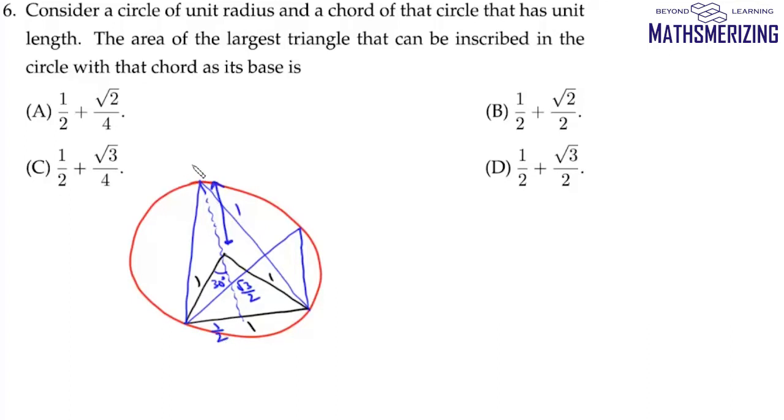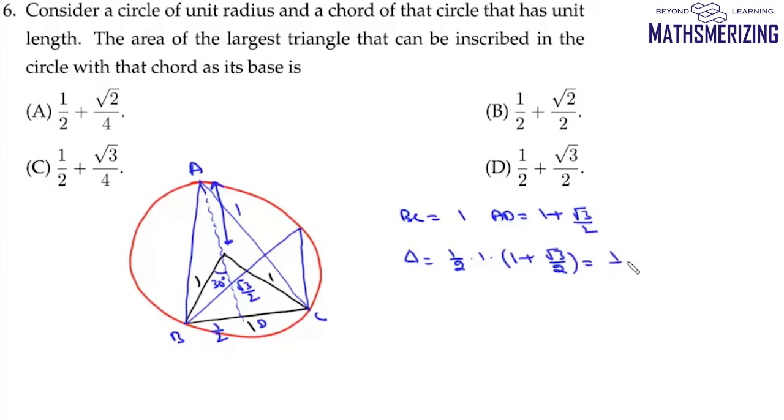So for this triangle, say ABC, BC is 1 unit and its altitude AD is 1 plus root 3 by 2. Now we can write area of this triangle. So area of this triangle is 1 by 2 into 1 into 1 plus root 3 by 2. So it will be simply 1 by 2 plus root 3 by 4, and that's your option C.